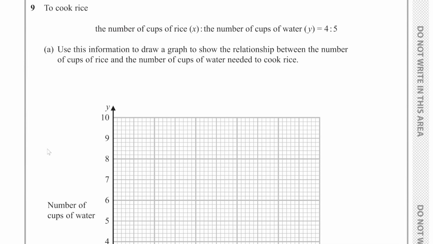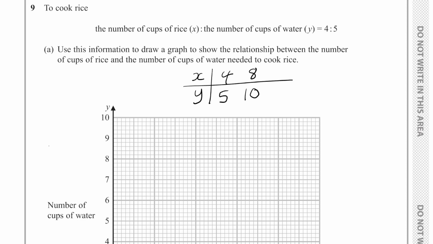Question 9. To cook rice, the number of cups of rice, X, to the number of cups of water, Y, is in the ratio 4 to 5. Use this information to draw a graph to show the relationship between the number of cups of rice and the number of cups of water needed to cook rice. So if X is 4, Y is 5. And if X is 8, Y is 10.